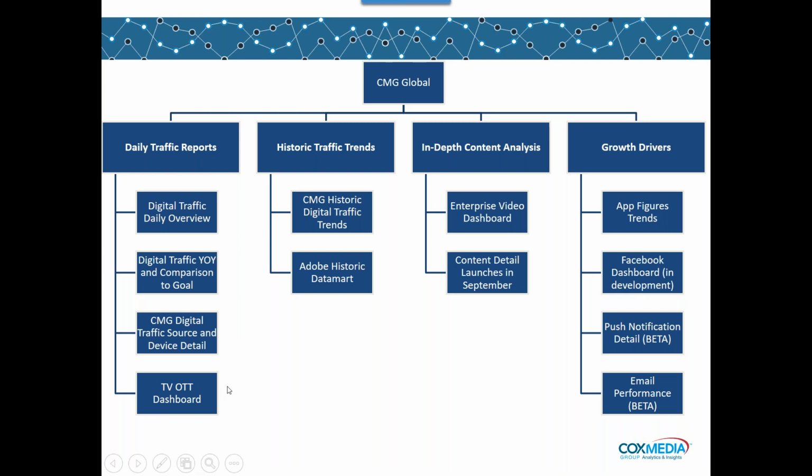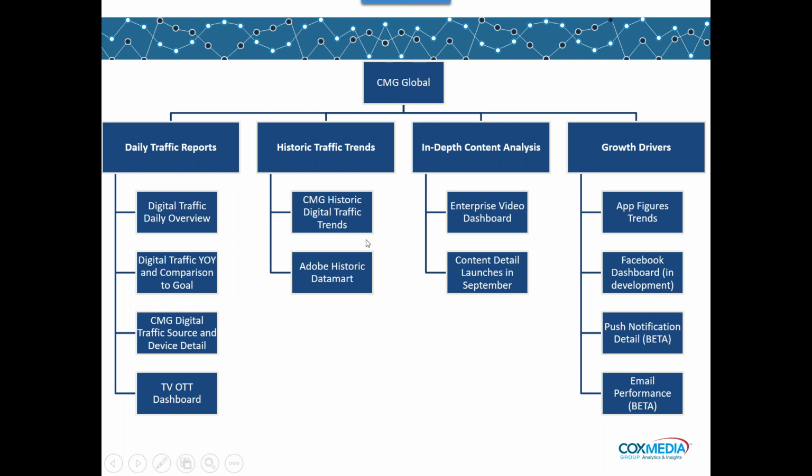And then lastly, we've got the OTT dashboard, which is specific to OTT products, such as Roku or Apple TV, where we can live stream our content. In addition to the daily reports that let us know where our traffic is, we also have some historic traffic trend reports. Both of these reports go back to January 1, 2014. So you can see a pretty extensive history and how trends have changed over time.